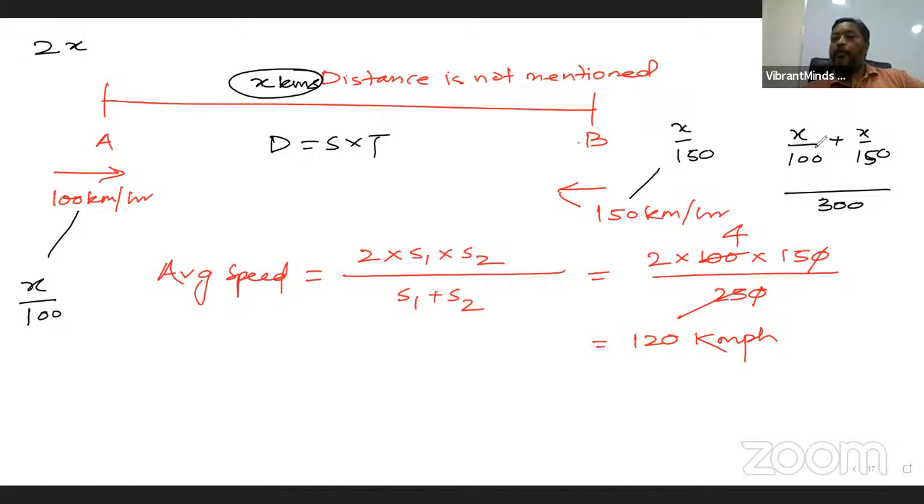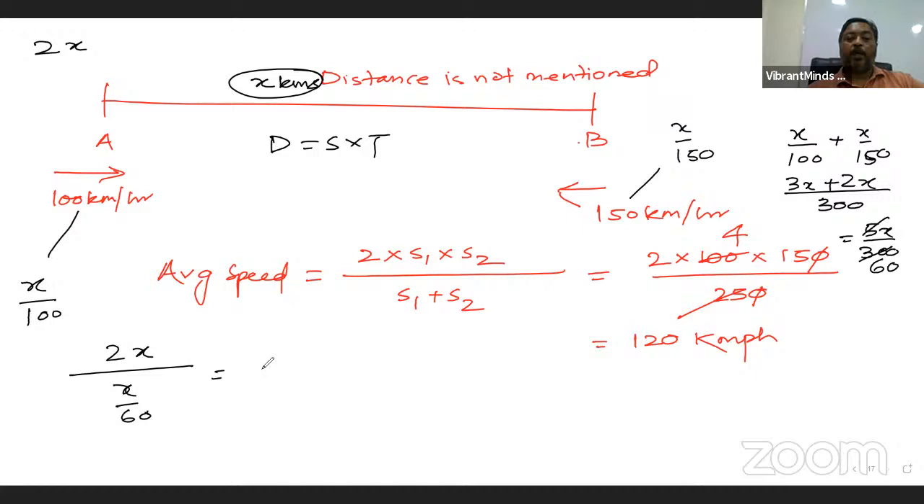Now 100 into 3, so 3 into x is 3x. 150 into 2, 300, so x into 2 is 2x. So total time is 5x upon 300, or can I say x upon 60? Now total distance is 2x, total time is x upon 60. What happens? 60 goes up. So 2 into x into 60 divided by x. This becomes 120 kilometers per hour.